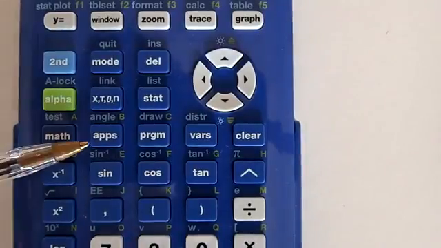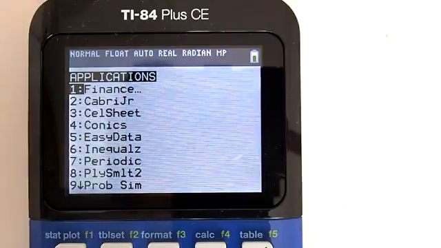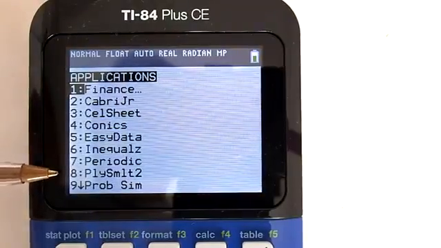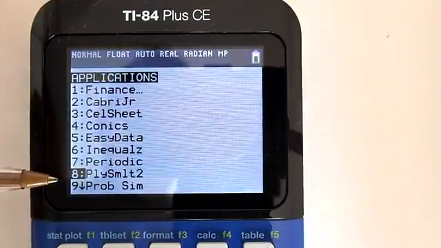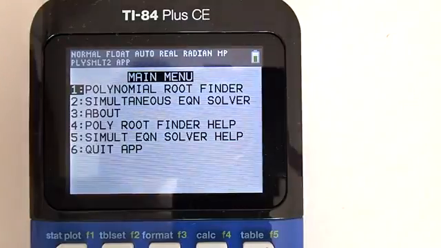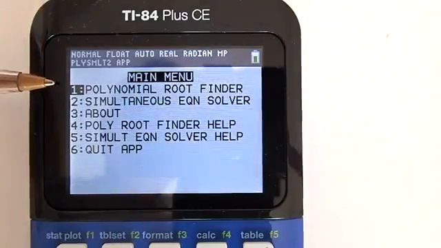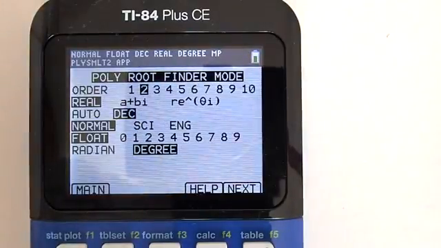Press the apps key here. We want to use the Polynomial Root Finder located at number 8. Go down to number 8 here, press enter. This is the main menu. We want to use number 1, Polynomial Root Finder. Press enter. These are the default settings for the Polynomial Root Finder.